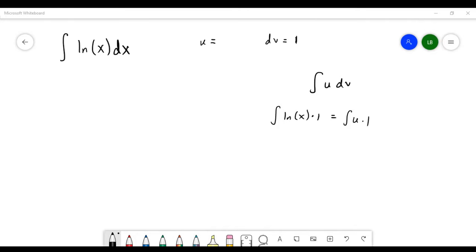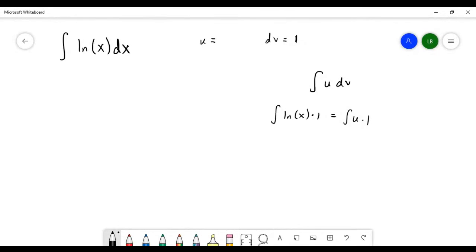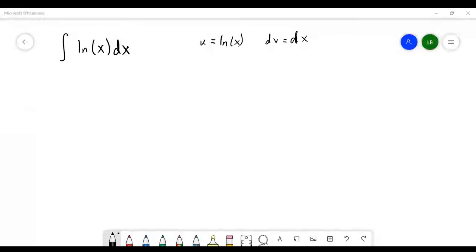Natural log of x is the correct answer. But you are right, I did miss, dv should technically be dx. So I guess I can correct that there. But u should be the natural log of x, like that. So why don't you guys go ahead and try solving the problem here. And I'll go ahead and give you a couple of minutes to do that.